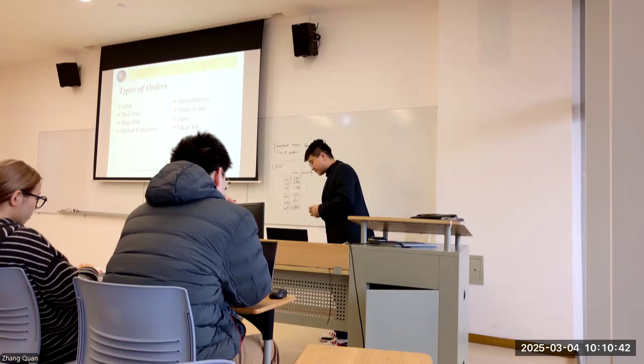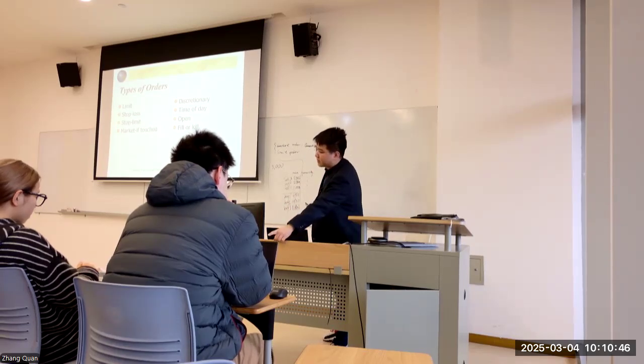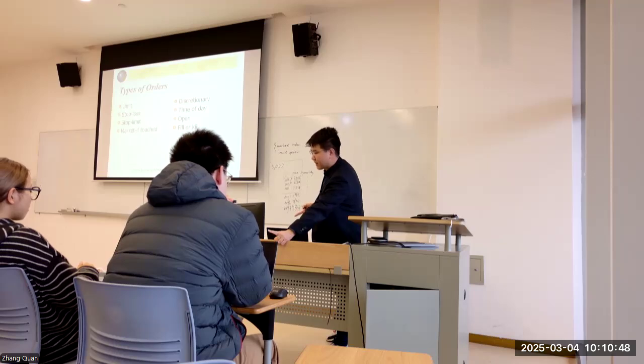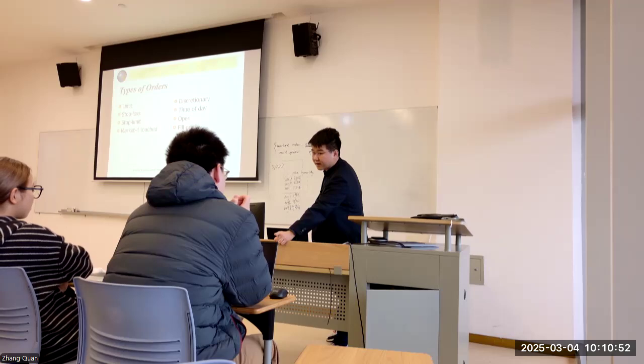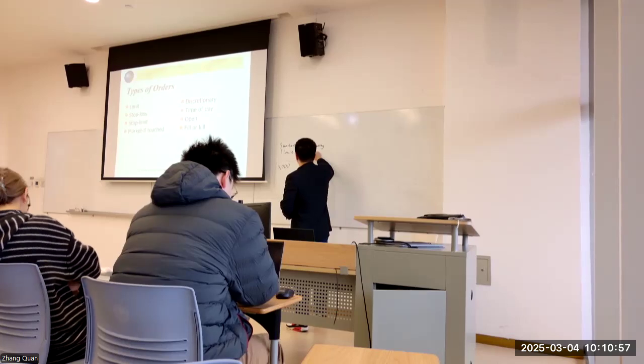So another type is the limit order. For a limit order, what kind of numbers do we need to specify? Yes, price and quantity. For a limit order, you have two numbers.